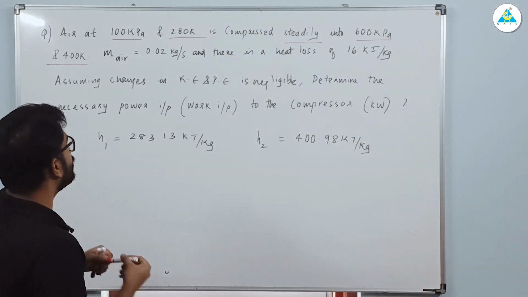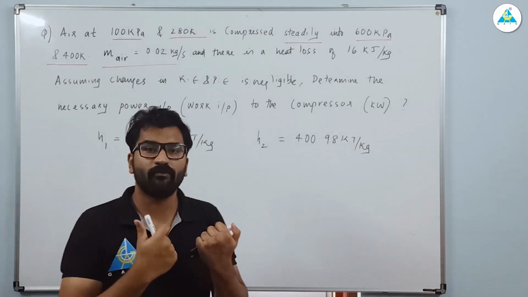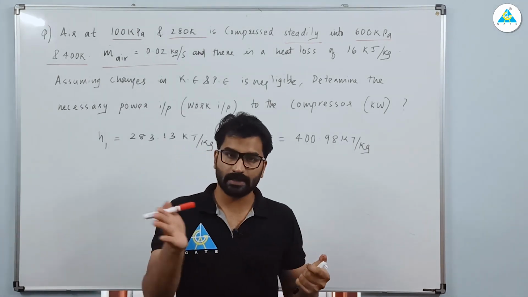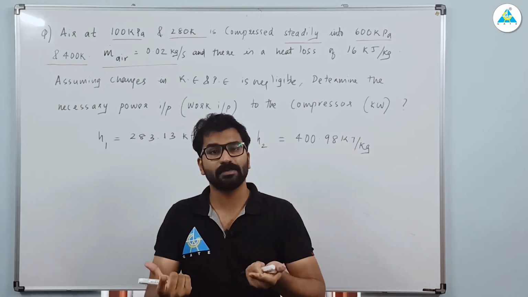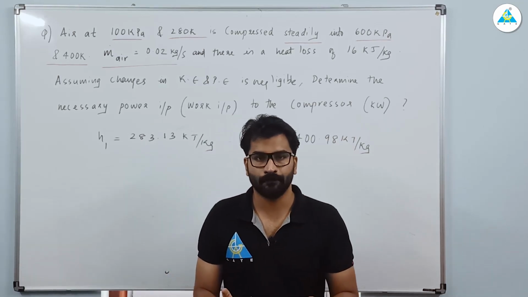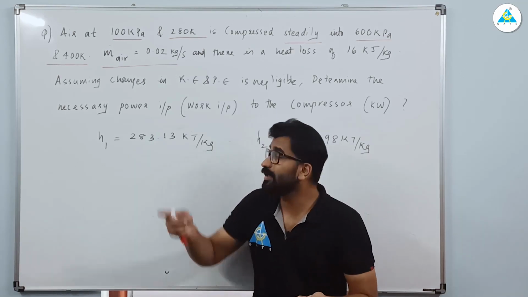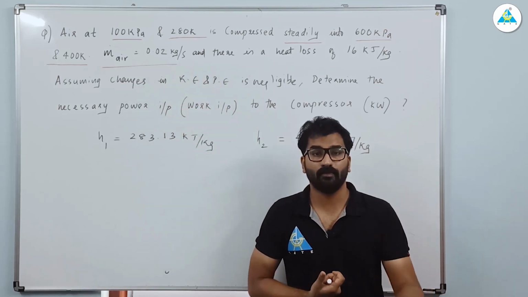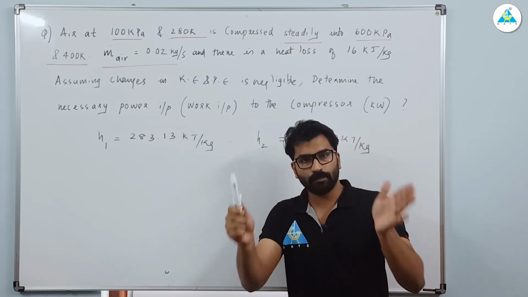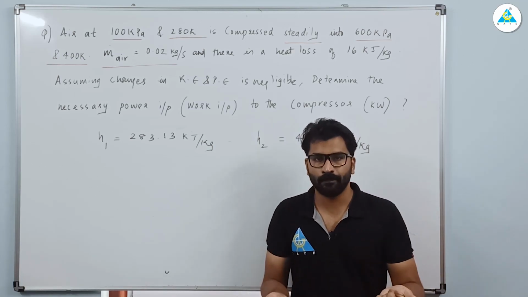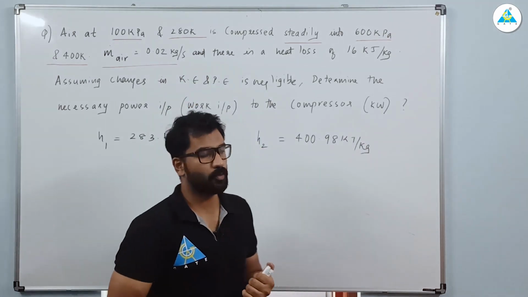Clear? Now they have given the mass flow rate of air as 0.02 kg per second. What is the meaning of mass flow rate? There is something coming into the system and something going out. So whenever a mass flow rate is given, you have to understand that it is an open system. You have to understand it from the flow rate given. If it is a closed system, there will be no flow rate, everything will be closed, there is no mass transfer. Since it is an open system, you have this value given, so 0.02.